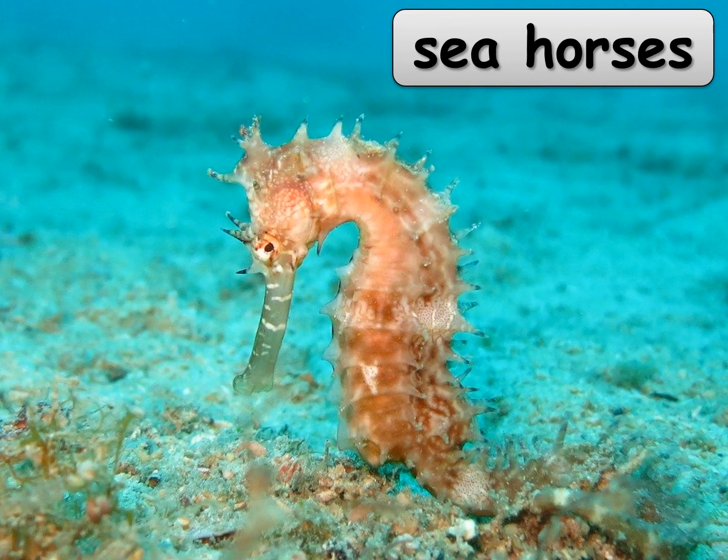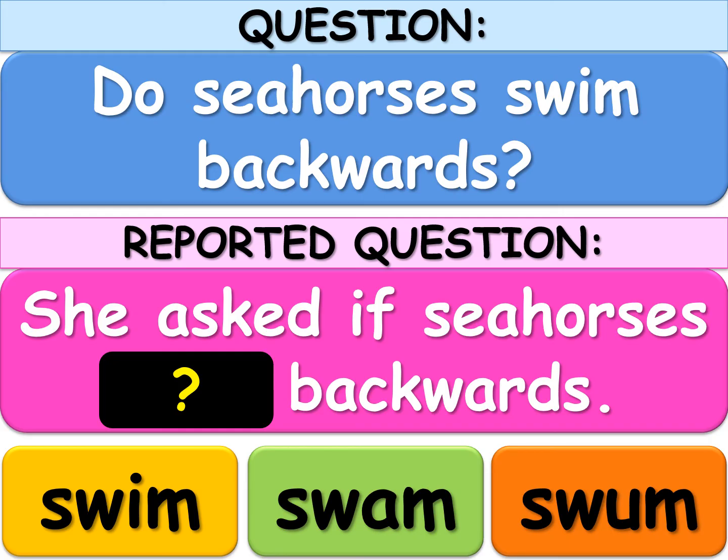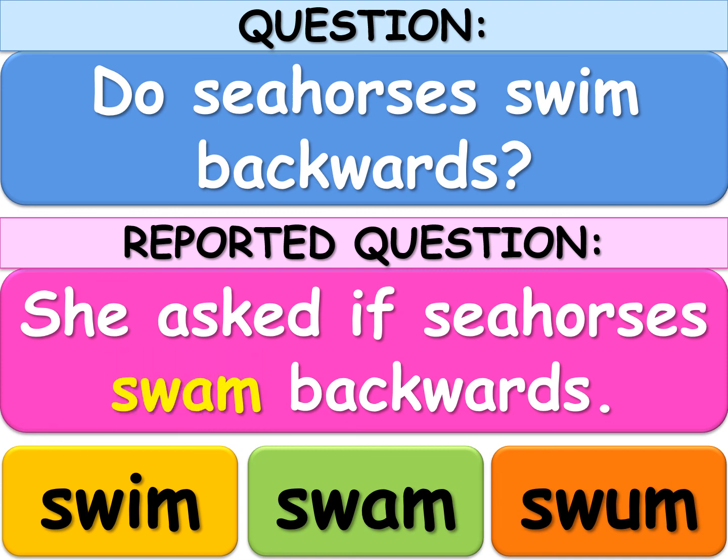Ooh, here's one about seahorses. Do seahorses swim backwards? She asked if seahorses swim, swam, or swum backwards. The right answer is swam. Swam is the past tense of swim, and in the reported question, we have to move the tense back.